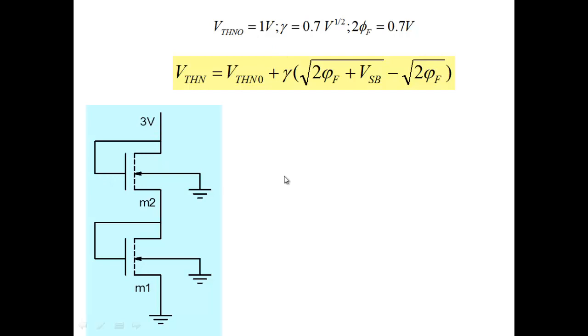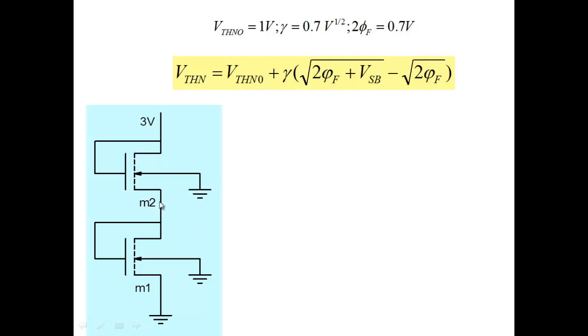The issue is, will the threshold voltage of the two transistors be the same? M1 and M2. Will the threshold voltage of the two transistors be the same? If they are not the same, whose threshold voltage will be higher?